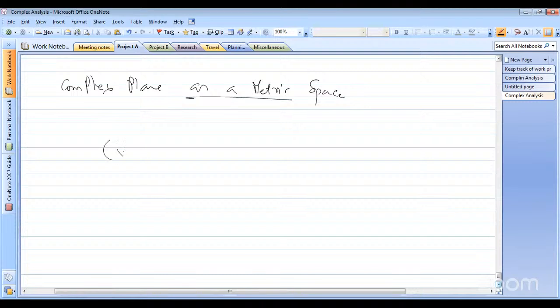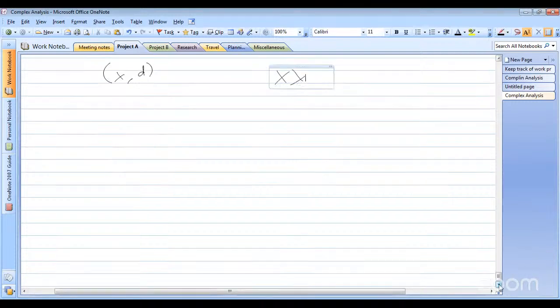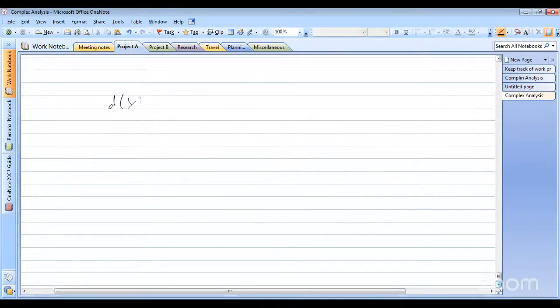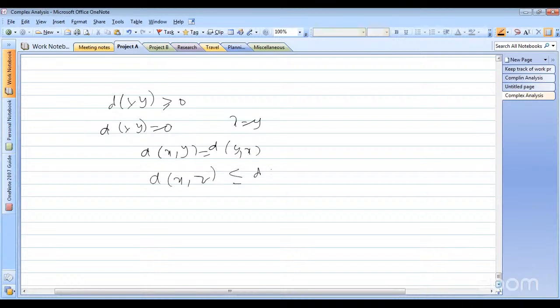A metric space (X, d) we are taking here, where X is a non-empty set. This is the definition. D is a function from X cross X, that is the Cartesian product of X with X, into R, and is called the distance function of the metric. It satisfies the following conditions for x, y, z in X: d(x,y) is greater than or equal to 0; d(x,y) is equal to 0 if and only if x is equal to y; d(x,y) is equal to d(y,x), which is symmetry; and d(x,z) is less than or equal to d(x,y) plus d(y,z), which is the triangle inequality.